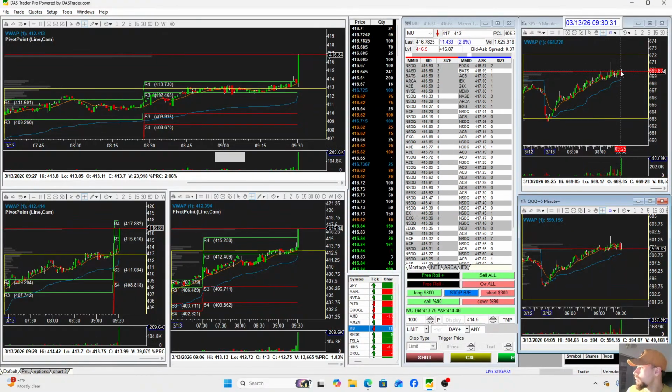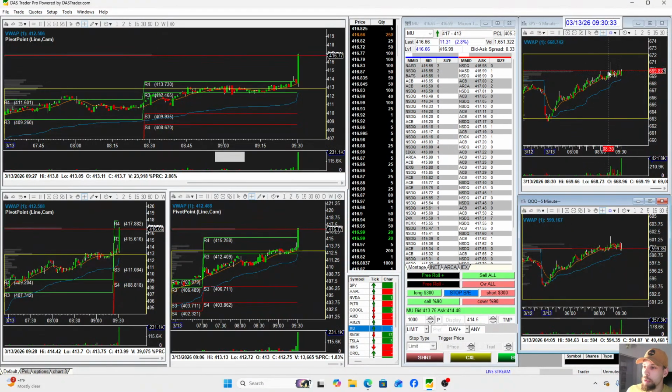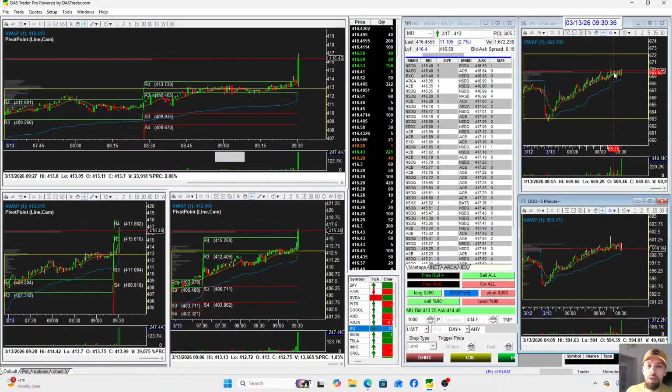SPY looks pretty bullish here. Looks like it might want to try to break out of this low mini range it's been in on the day.